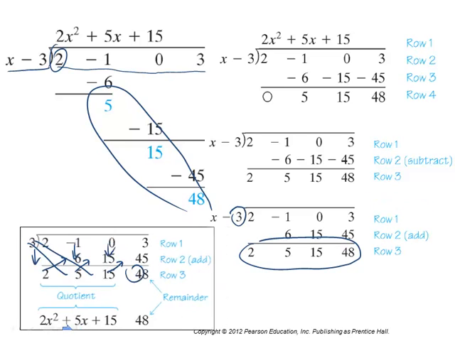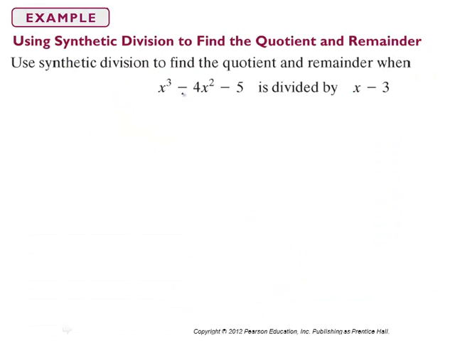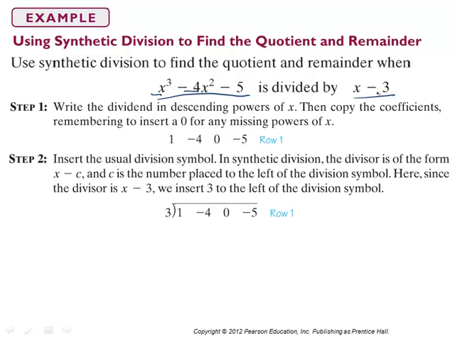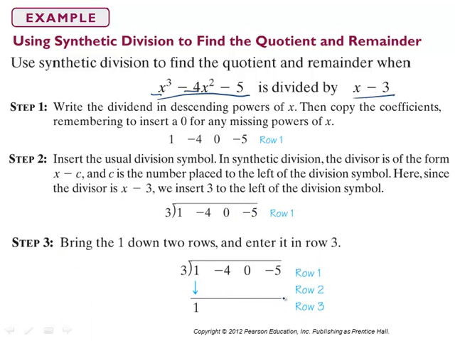Okay, so let's take a look at an example of how we're going to do this. x cubed minus 4x squared minus 5, divide that by x minus 3. Alright, so go ahead and write the coefficients for the dividend: 1, -4, 0 for the x term, and the -5. And then because we're dividing by x minus 3, we'll put a 3 on the outside of this division symbol. And then we'll draw a little horizontal bar here.